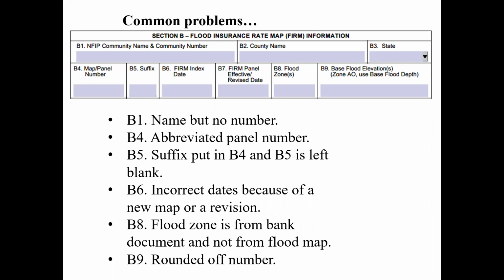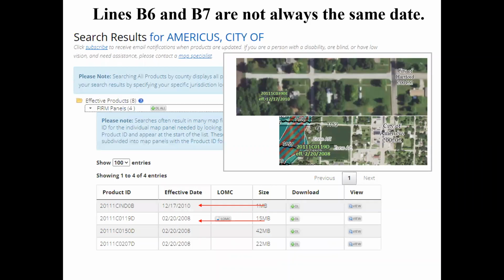And then B9, definitely one of the biggest problems is a rounded off base flood elevation. So that we definitely can't accept. It needs to be within 1/10 of a foot. So we need that decimal point on the end. So if you get an elevation certificate that doesn't have that on it and it's a rounded off number, then the person didn't take out the flood insurance study and they didn't properly calculate it or retrieve a base flood elevation from another source correctly. So we'll go through that, but here's the point about lines B6 and 7 not always being the same date.